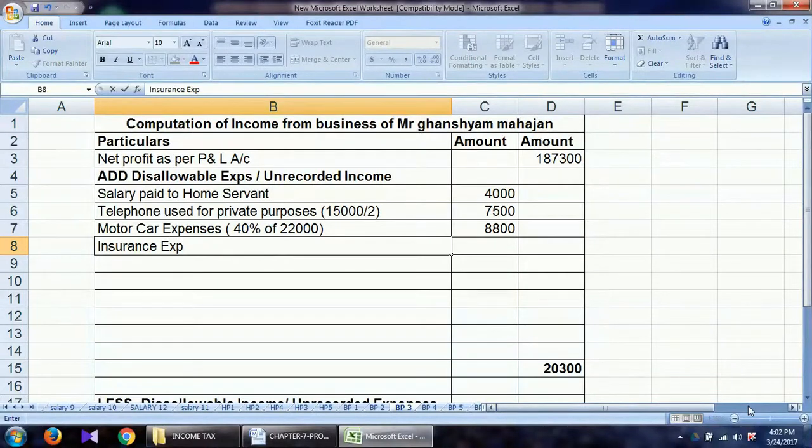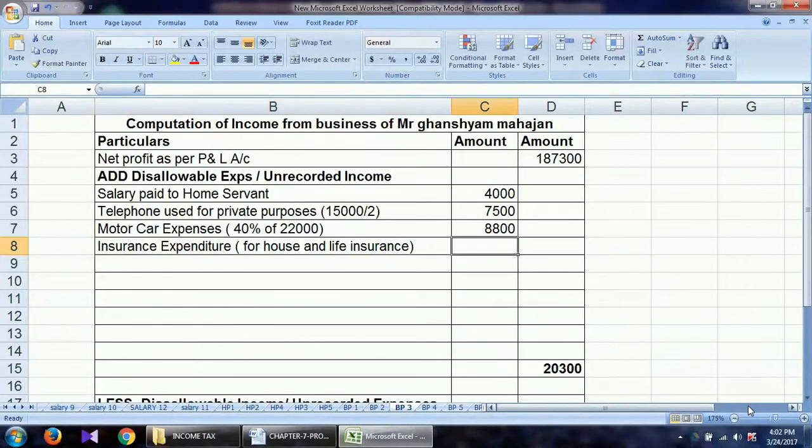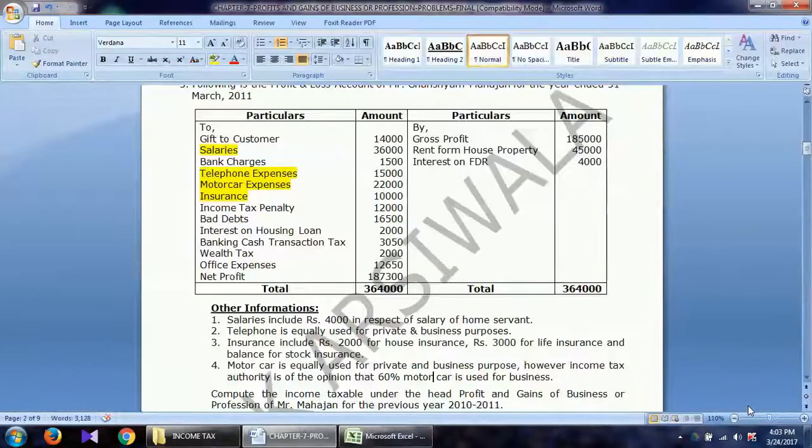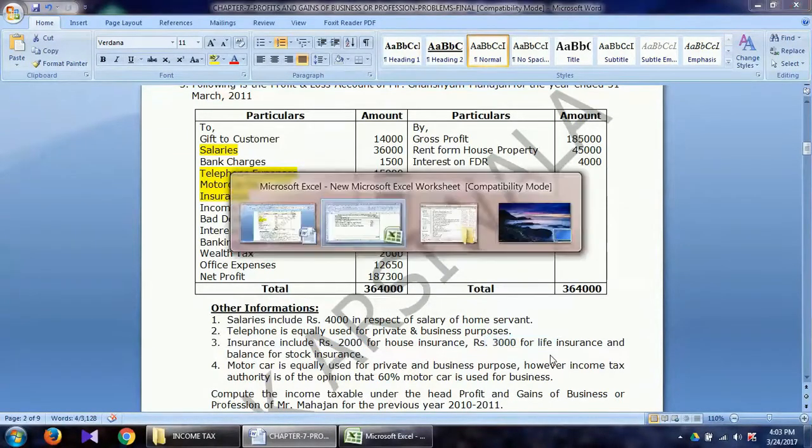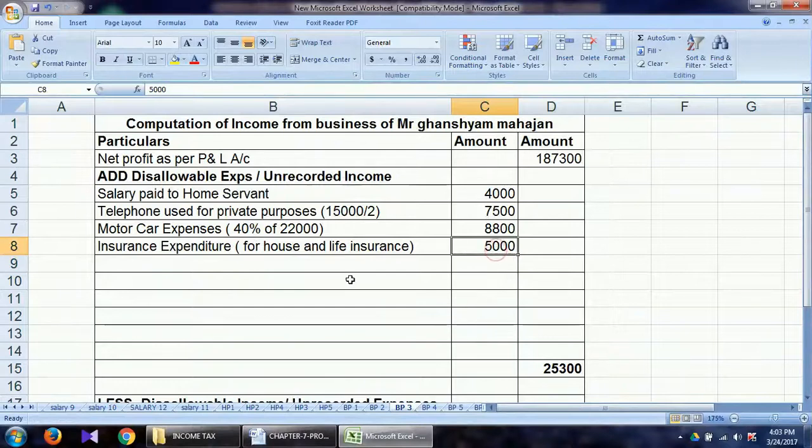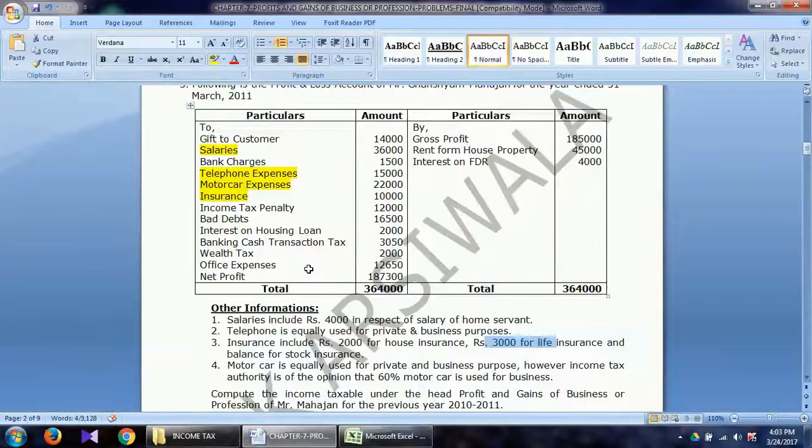Insurance expenditure for house and life insurance, 5,000 rupees will be added back. 2,000 for house insurance and 3,000 for life insurance. Total 5,000 will be added back because this 5,000 does not relate to business expenses.